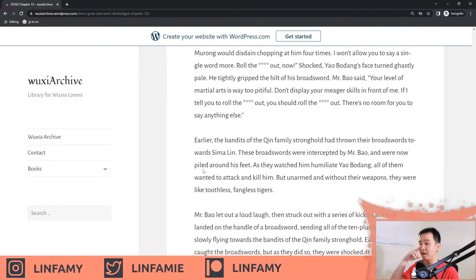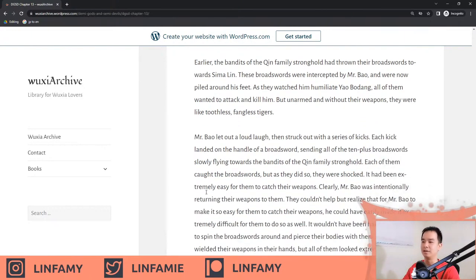Earlier, the bandits of the Qin family's stronghold had thrown their broadswords towards Sima Lin. These swords were intercepted by Mr. Bao and were now piled around his feet. He got all the weapons. As they watched him humiliate Yao Bodang, all of them wanted to attack and kill him, but unarmed and without their weapons, they were like toothless, fangless tigers. Mr. Bao let out a loud laugh and struck out with a series of kicks.